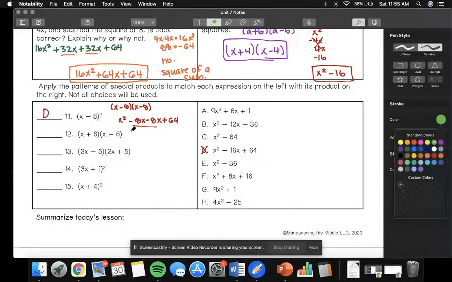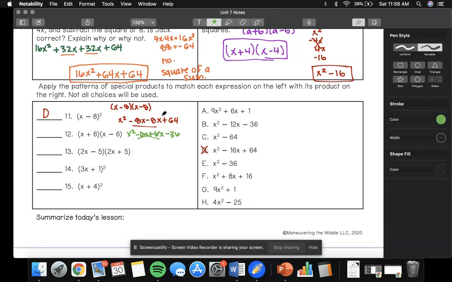Okay, again, I'm just going to do it the way I know how to do it. x squared minus 6x plus 6x minus 36. Okay, I combine those, that would make a 0. And so E is our correct answer.